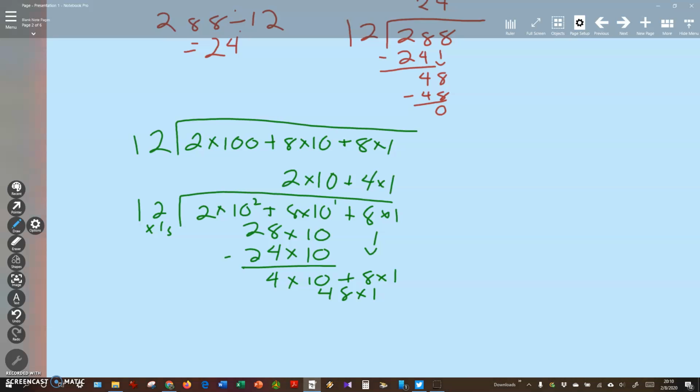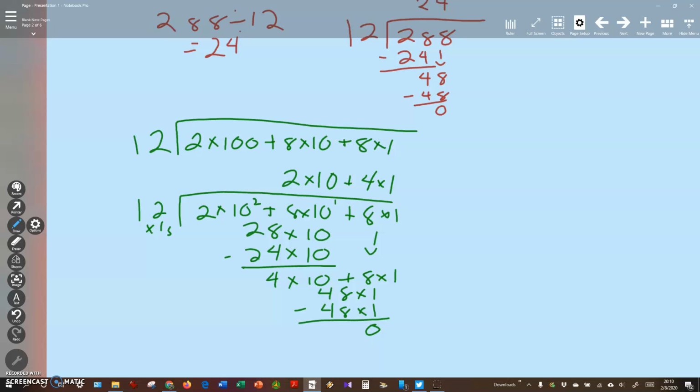Which I put up on top there as 4 ones. And we get 48 ones again. And since the two numbers are identical, when we subtract, we're going to get a 0 remainder. So this seems a little more complicated than doing long division the traditional way, but this is exactly what we're doing when we do long division.